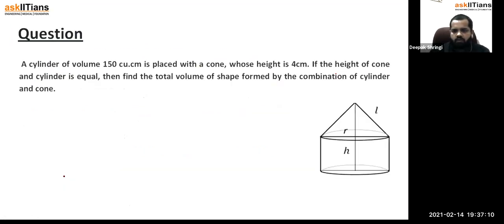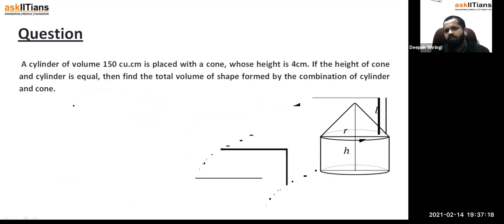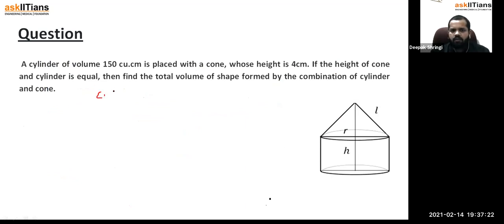We'll now do a very good question based on a combination of solids, right? So the question is: a cylinder of volume 150 cubic centimeter. Cubic centimeter is centimeter cube basically, right? So the volume of the cylinder is given, that is 150 centimeter cube. It is placed with a cone whose height is 4 centimeter.